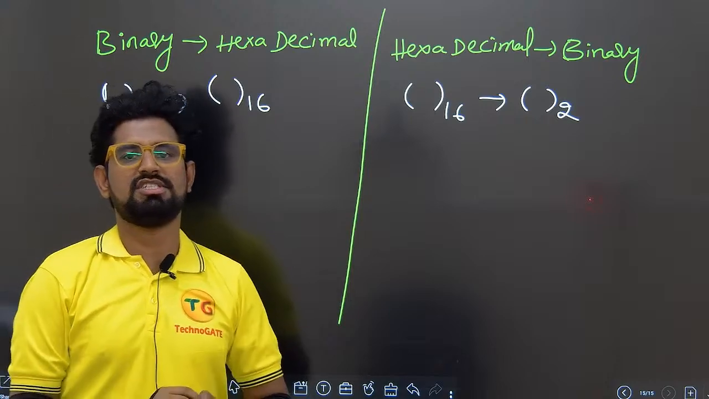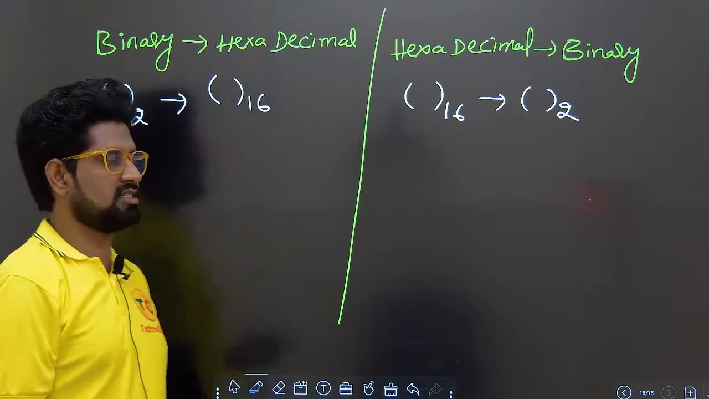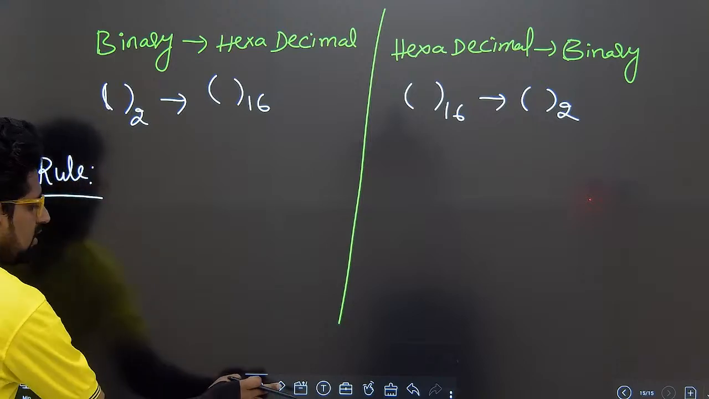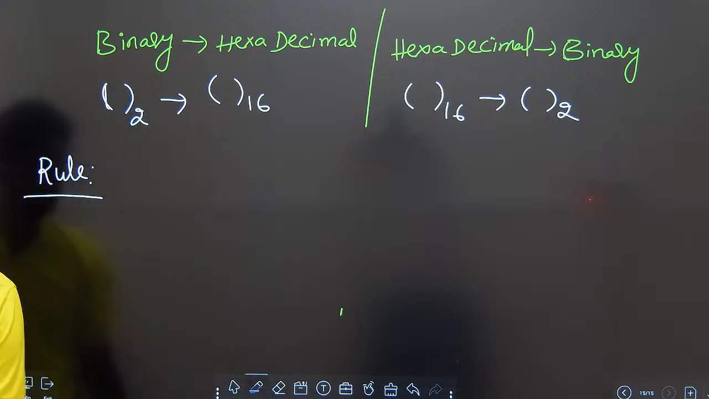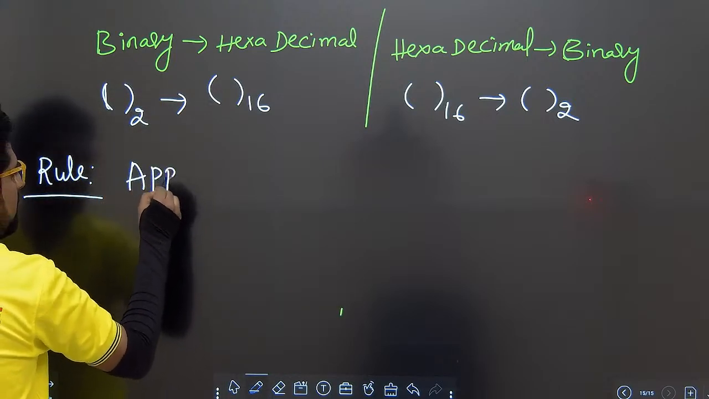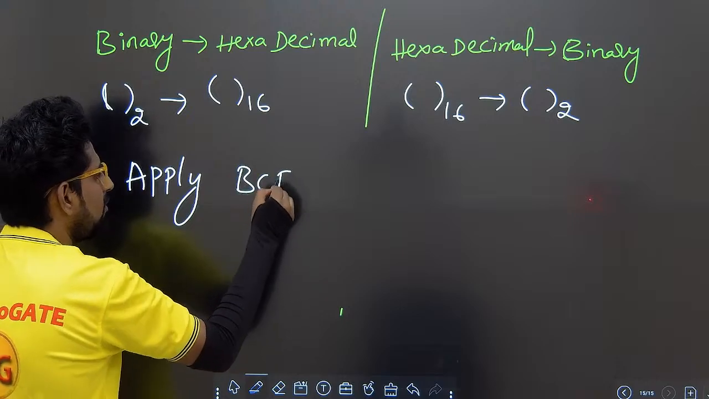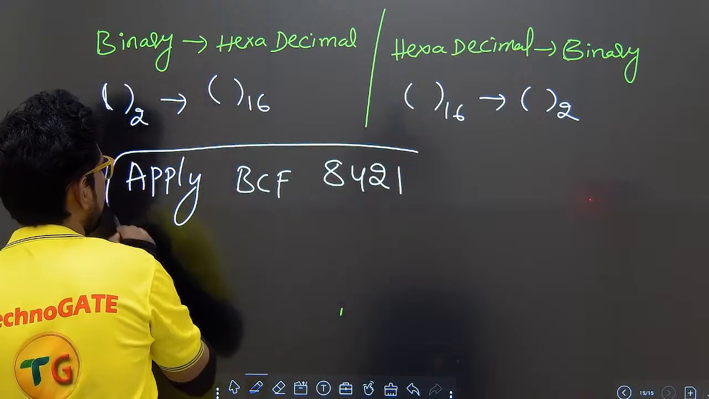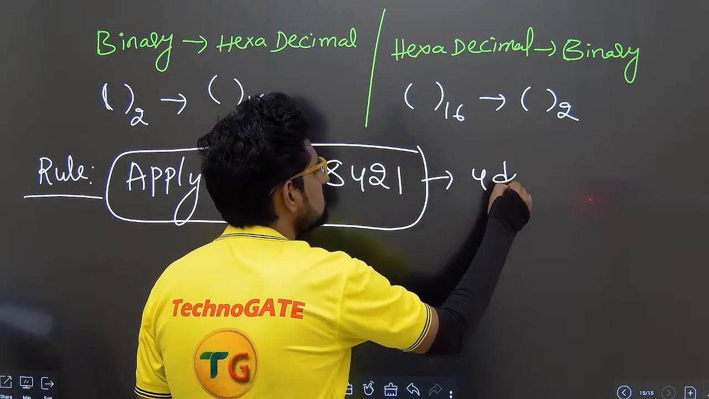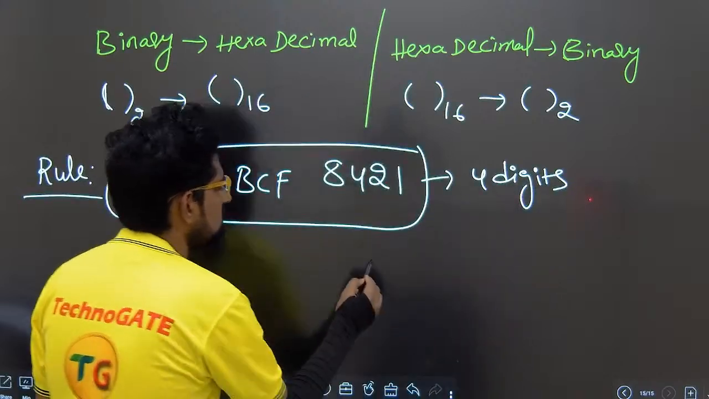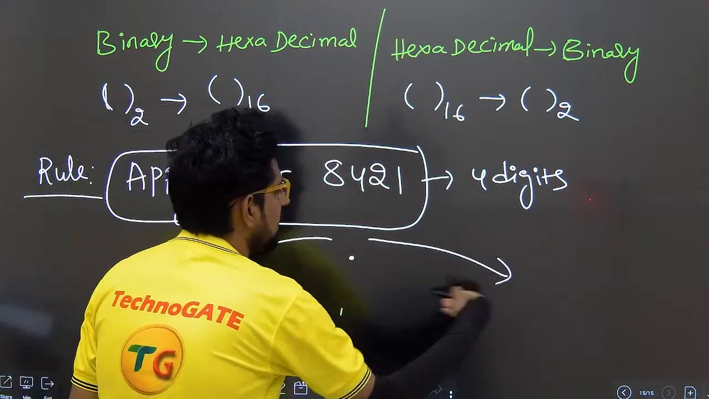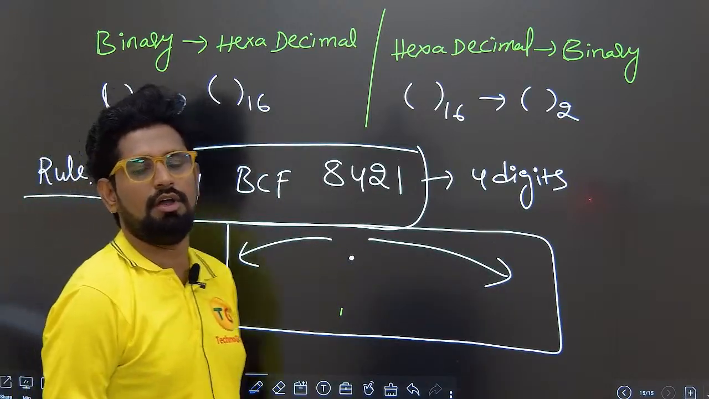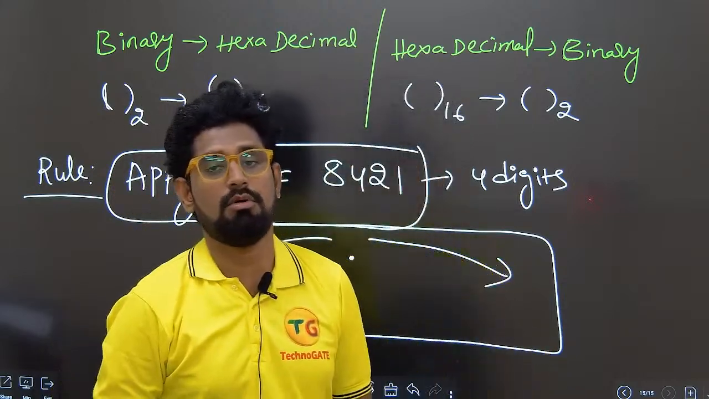So how to make conversions? Let us observe here how to make conversions. So first let me write the rule. Rule is common for both. So what is that rule? Apply binary coded format. So which binary coded format? 8421. Previously we took 3 digits. Now we need to take 4 digits. That's it. The same movement right side, left side for real part and fraction part. So by following this rule, we can solve any kind of problem here.